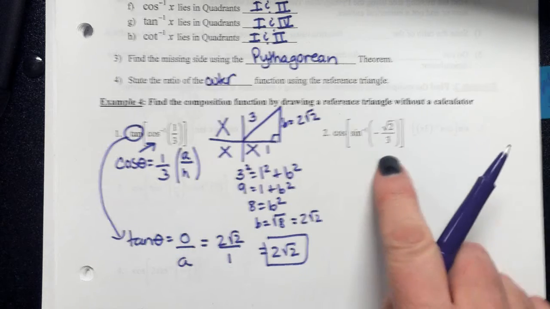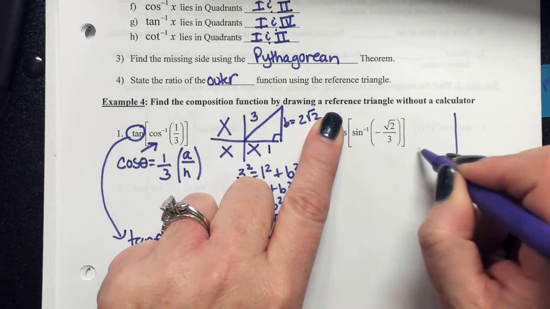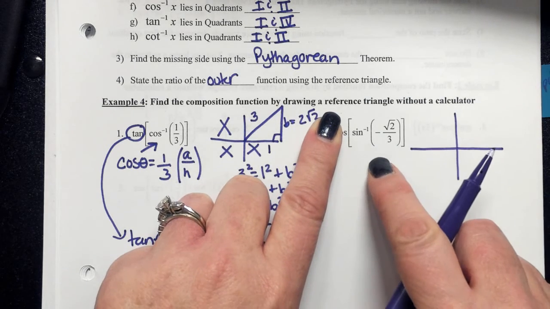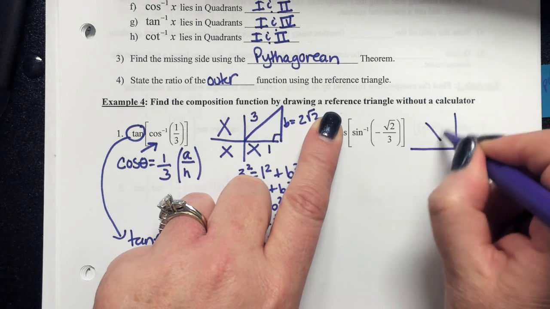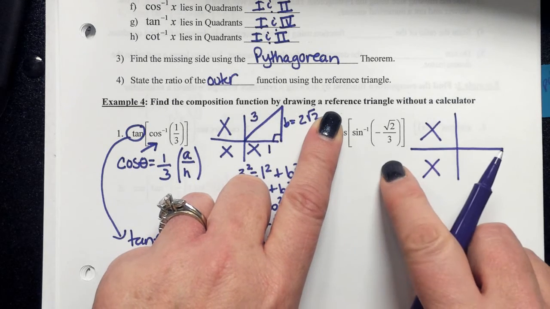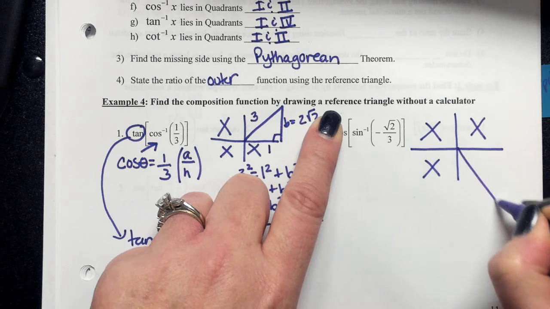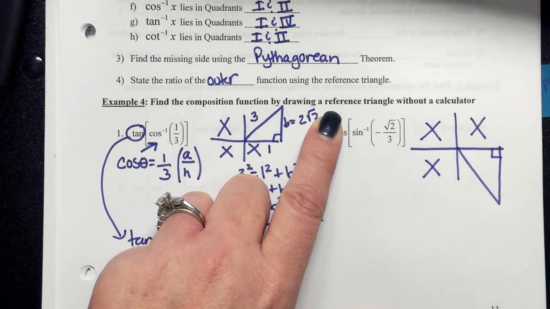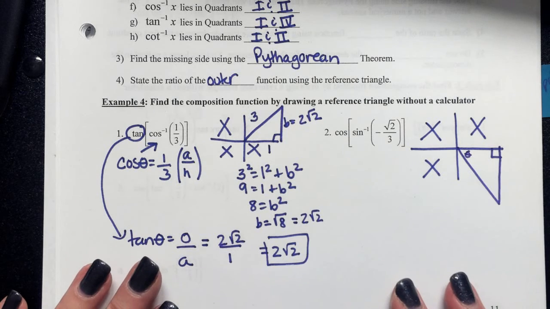So we have cosine of the inverse sine, negative square root 2 over 3. So inverse sine, what 2 quadrants are we allowed to be located? 1 and 4. So because it's negative, what quadrant am I going to draw my triangle? 4. So any questions on why my triangle is in quadrant 4?